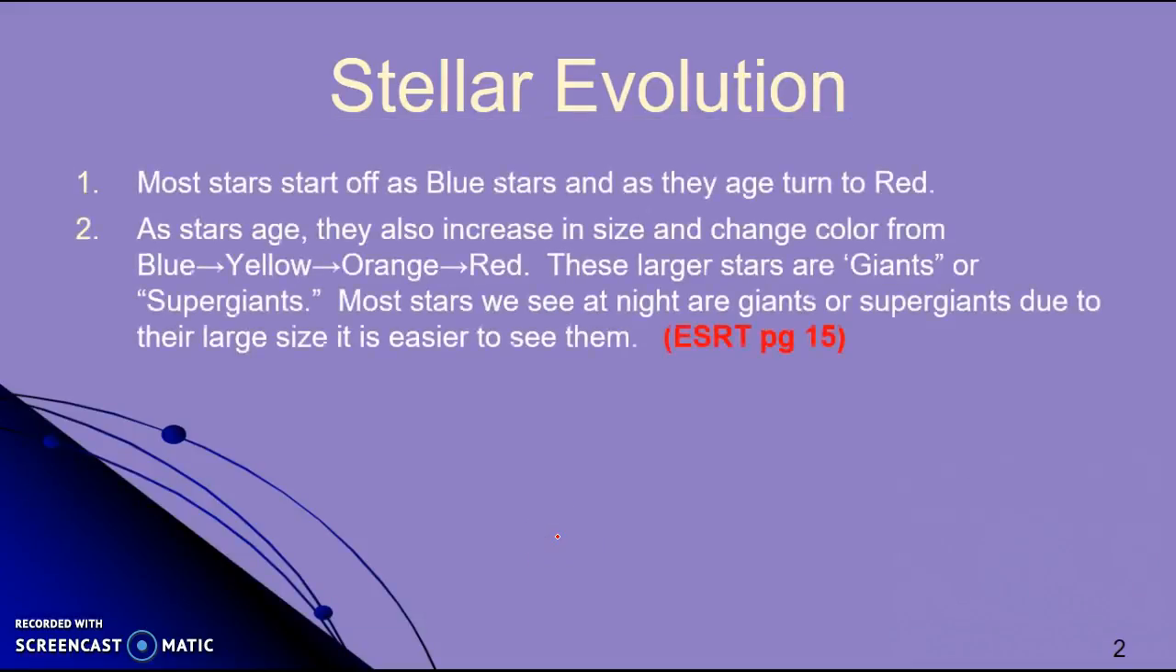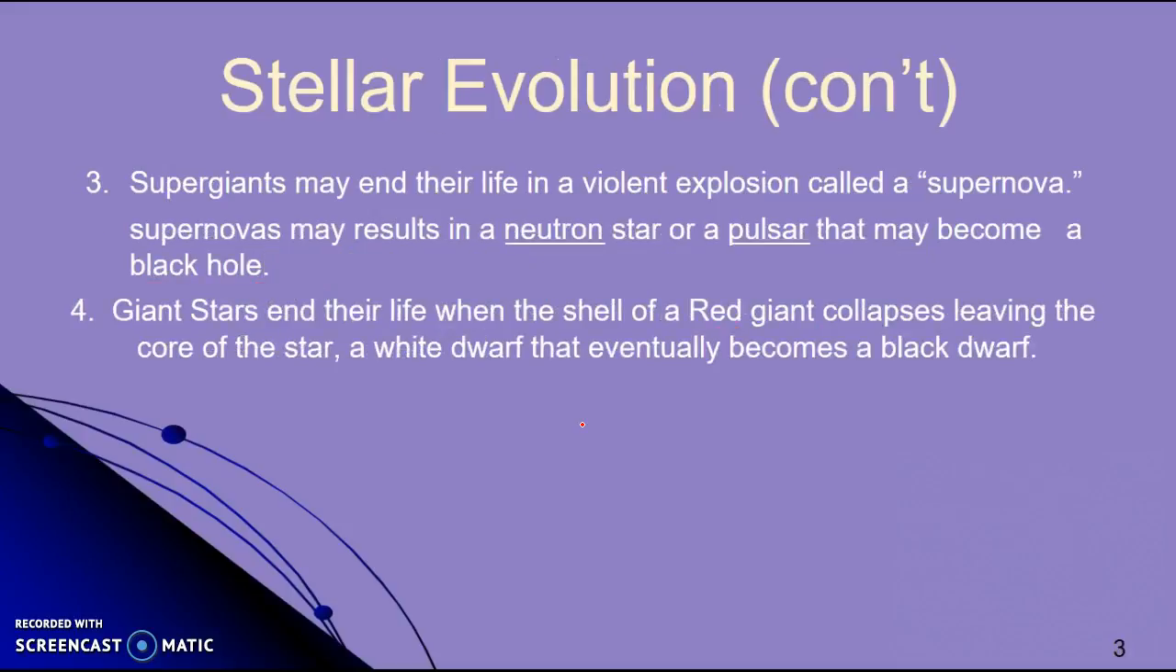So most stars start off as blue and then they become red. We talked about that in class before. As they age, they go from blue to yellow to orange to red. Okay, these large stars are called giants or supergiants, and we can see them on page 15 of our Earth Science Reference Tables that we'll look at in just a little bit. Supergiants end their life as a violent explosion called a supernova, and it results in a neutron star pulsar.